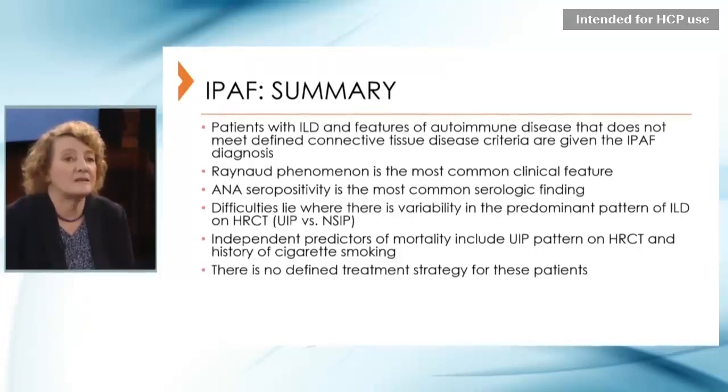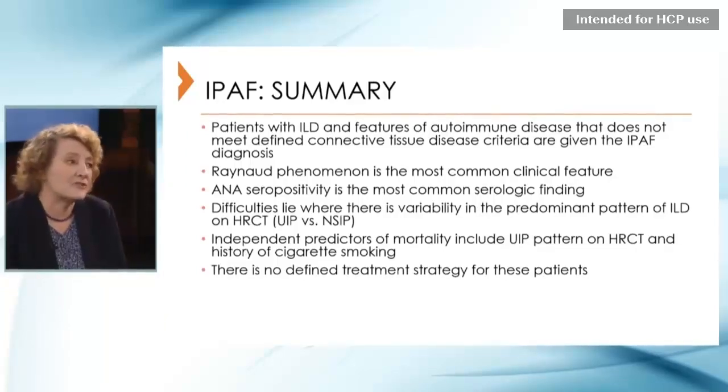There are independent predictors of mortality, particularly the UIP pattern, even in IPAF, as well as cigarette smoking. But at this point, there's really no defined treatment strategy, and we're really trying to figure out how to sort these patients out.